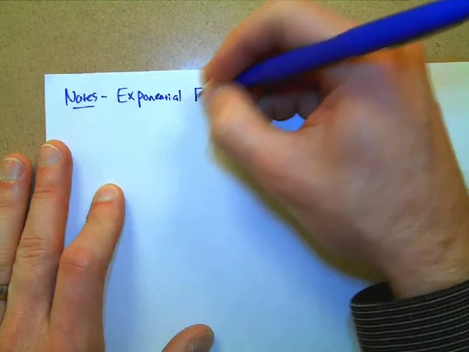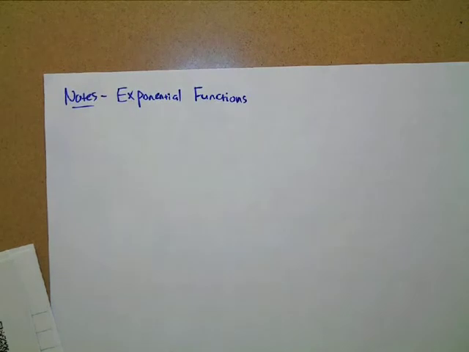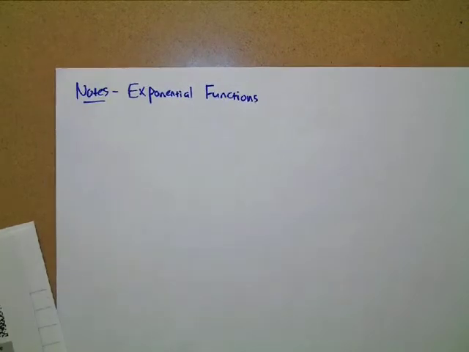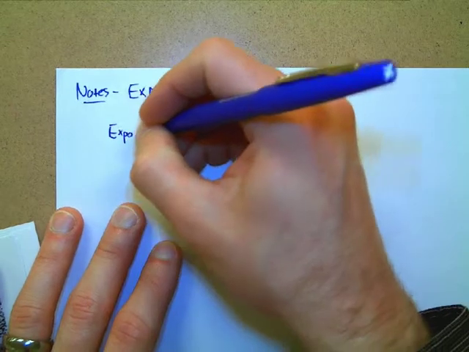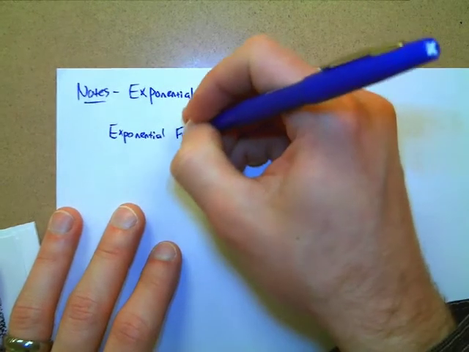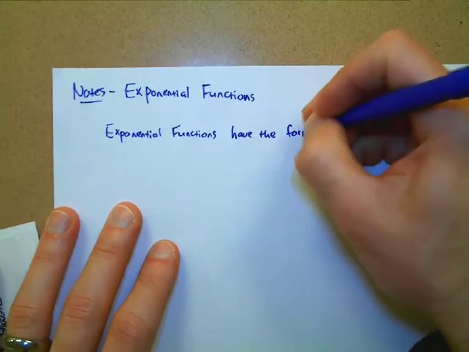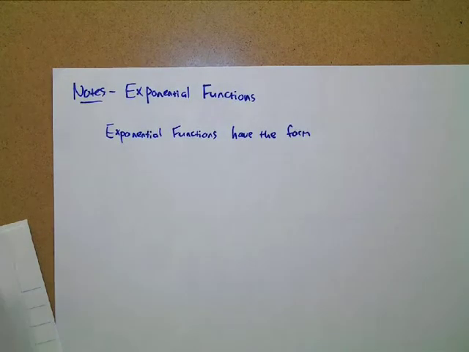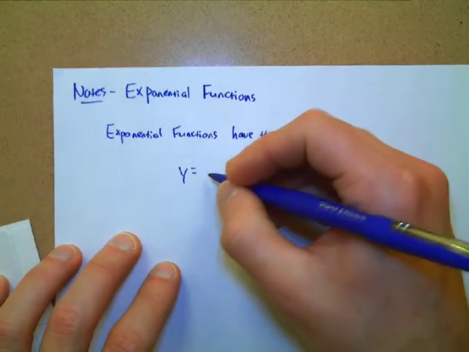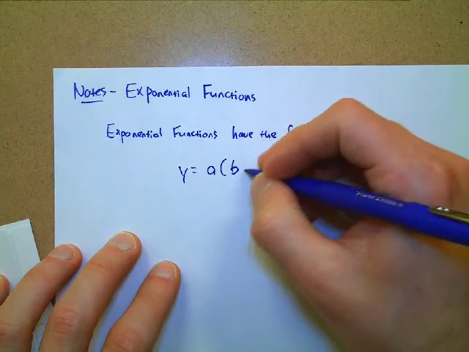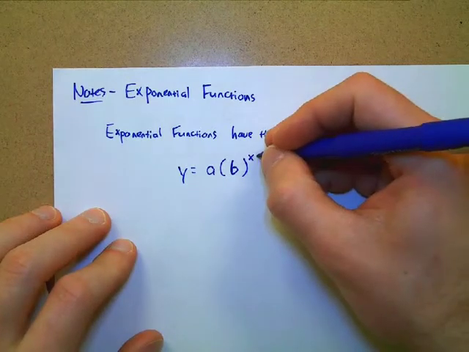Okay, so exponential functions. So an exponential function have the form, we'll just jump right into this, I guess. y equals a times b to the x minus h, plus k.